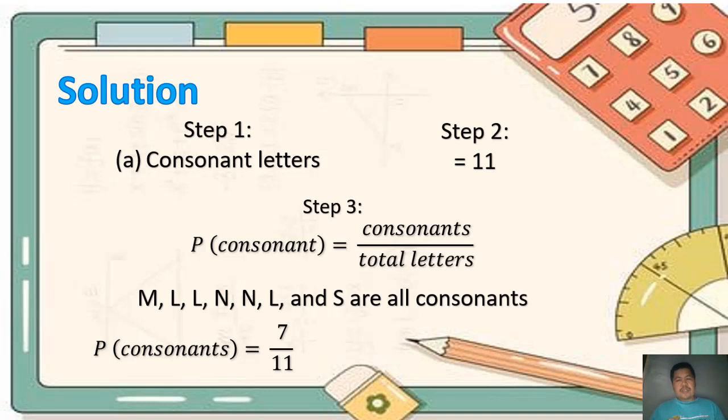Sir, can we still get the lowest term? No. 7 and 11 are prime numbers, so we cannot get the lowest term. So, that will be our answer. Sir, what percentage is that? Approximately 80%. So, there is a big chance that what you will get is a consonant.